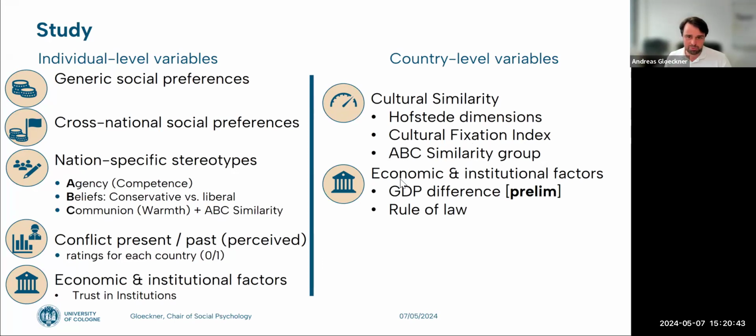And we also took the GDP differences, so basically wealth differences between the countries, into account, also the rule of law, so basically how well the laws are implemented in different countries. I have to mention the GDP difference data are a little bit preliminary because we recently received an update of this data, so we have to double check this in detail.